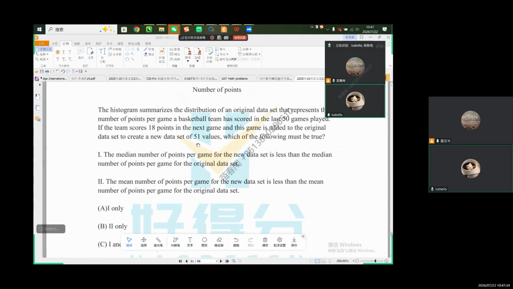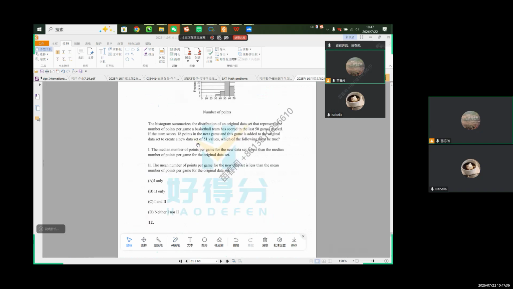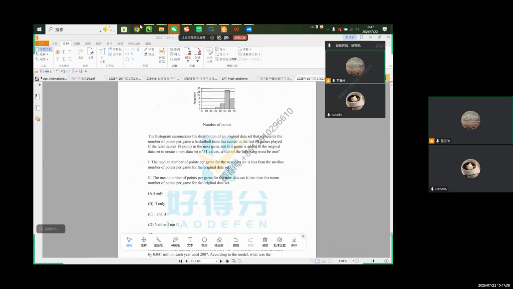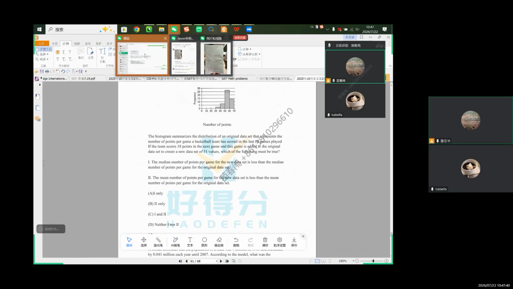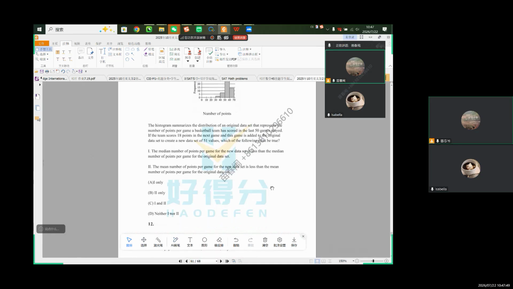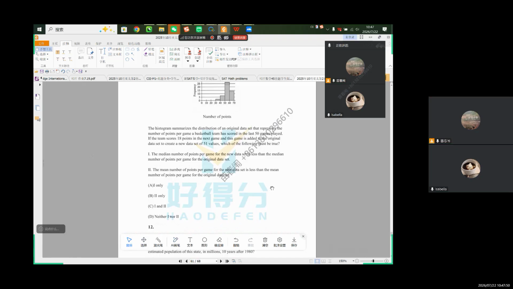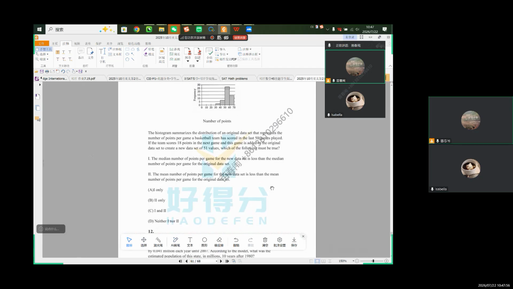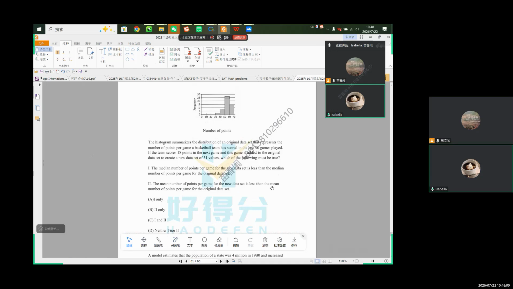Here is 11. Let me see which one you choose. 11. I'm choosing C. So which must be true? C, both of them must be true. Oh yeah, I didn't really understand that one.